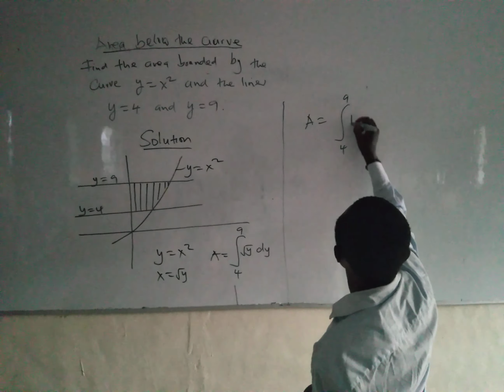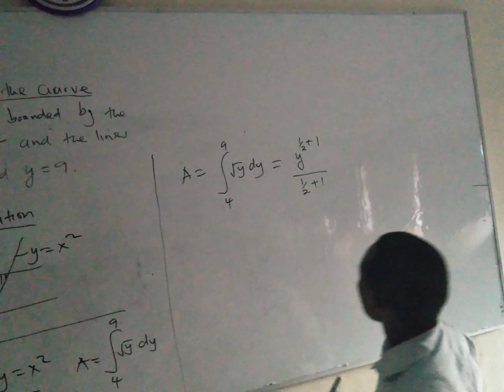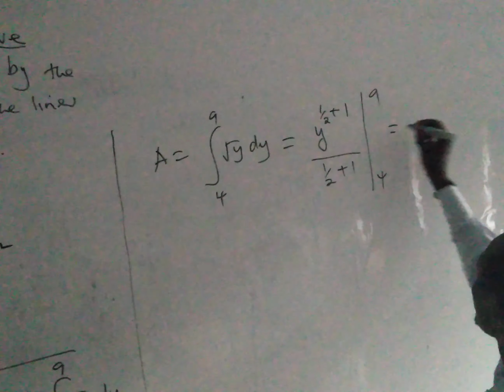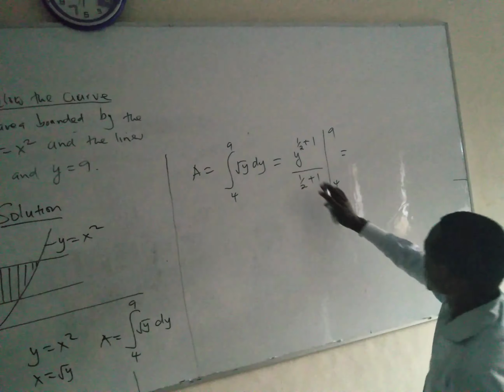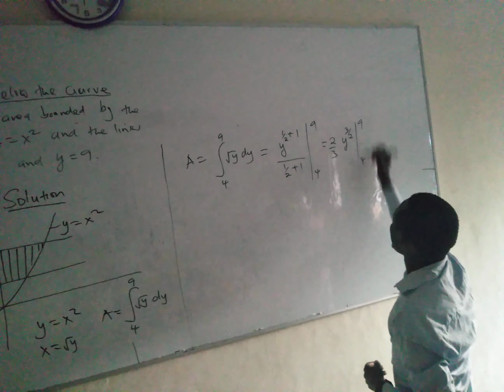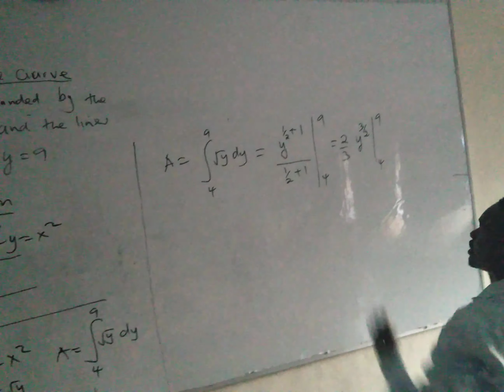Integrating this, we are going to have y to the power of half, which is equivalent to square root of y, plus 1 over 2 plus 1, from 4 to 9. Okay? So then when you do that, this is equivalent to 3 over 2. So we can write 2 over 3 because it's 1 over 3 over 2. Then y to the power 3 over 2 from 4 to 9. Okay? Be careful how you work out these powers.